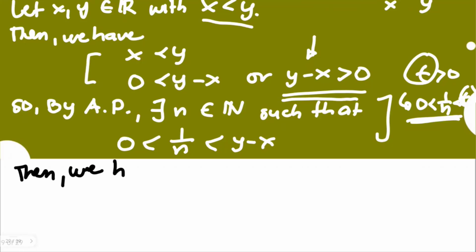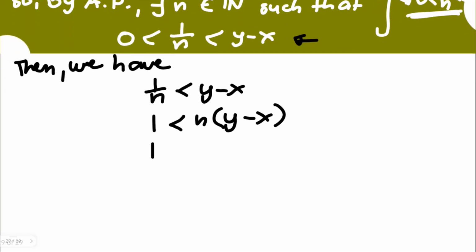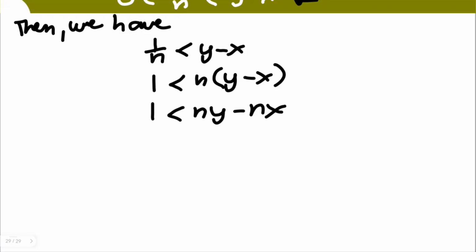we have, by manipulating this, 1 over n is less than y minus x. It's okay because they are all still greater than 0. And when we multiply both sides by n, you'll have 1 less than n times y minus x, which is ny minus nx. And then if we add nx to both sides, you will have nx plus 1 is less than ny. Okay, so we have this inequality expression. We will be needing this.